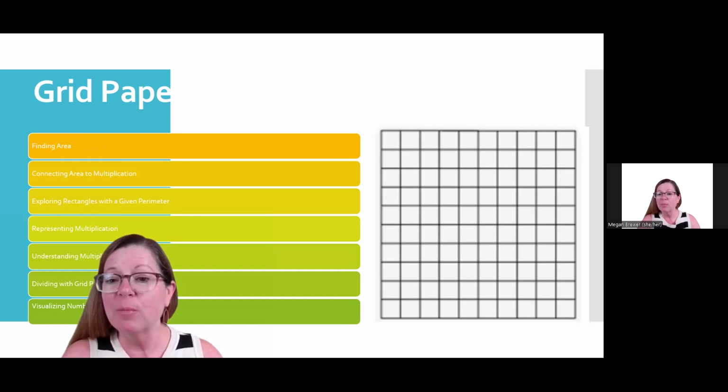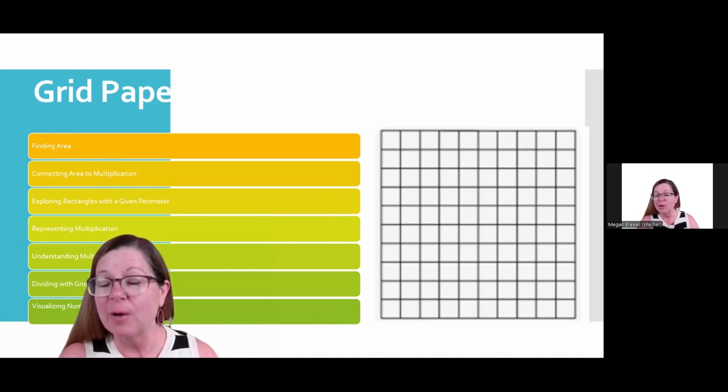Exploring rectangles with a given perimeter. Students can use grid paper to explore different rectangles that have the same perimeter, helping them understand the relationship between area, perimeter, and shape. Representing multiplication. Grid paper can be used to create arrays, where each row and column represents a factor in a multiplication problem.